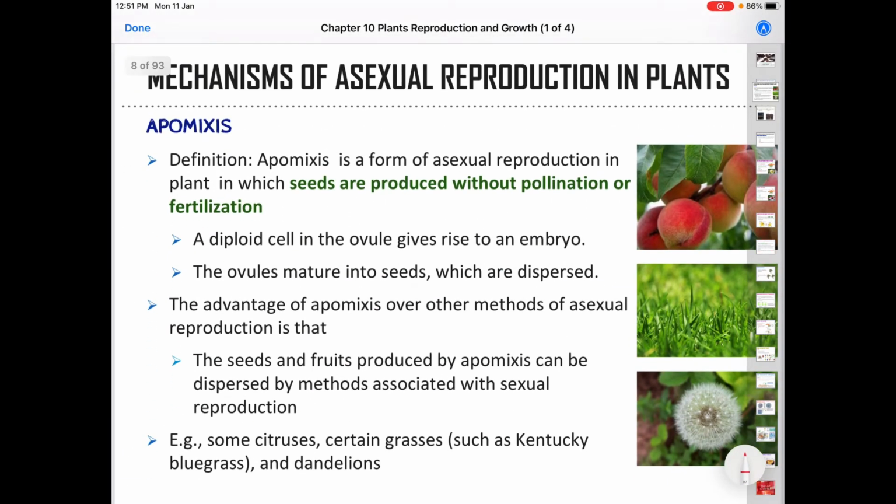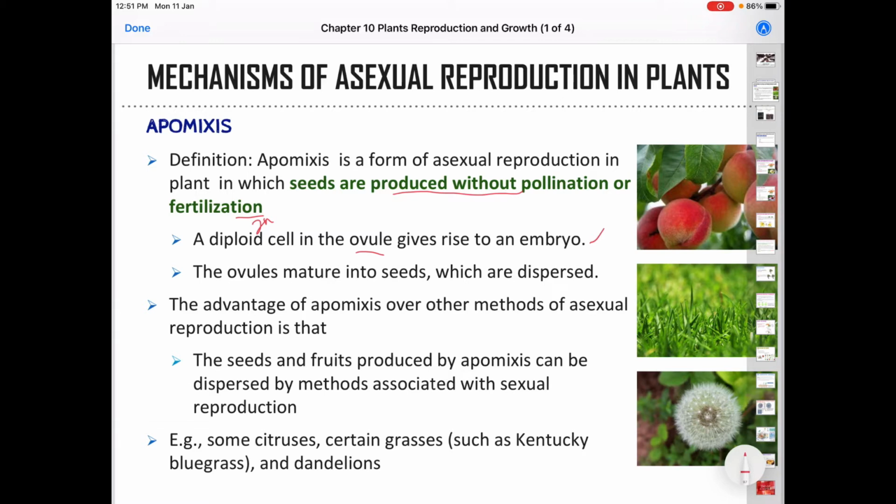So let's look at apomixis. Apomixis is a form of asexual reproduction in plants in which seeds are produced without pollination or fertilization. So a diploid cell in the ovule, okay, a diploid cell in the ovule in the female, gives rise to an embryo. So the ovules mature into seeds which then disperse.